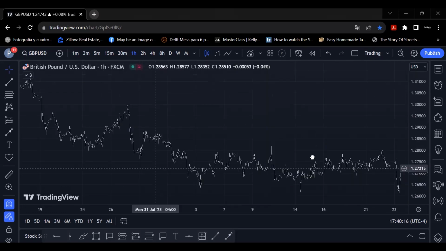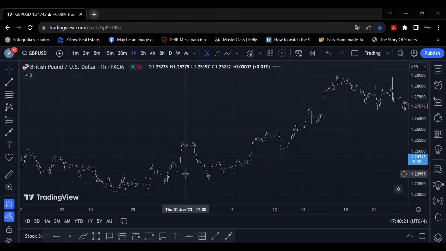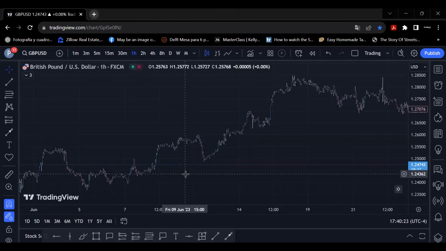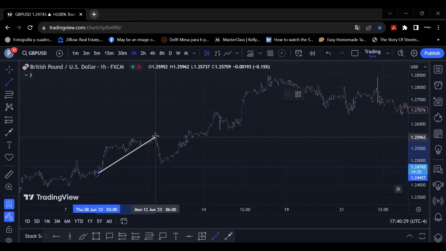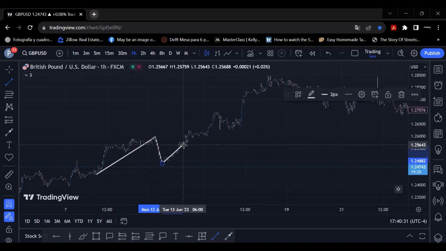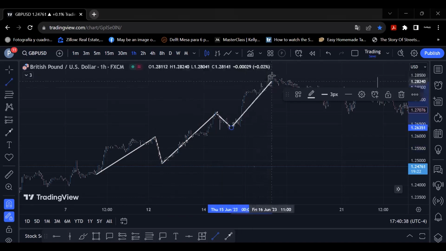So let's look for an uptrend now that we have that out of the way. We can start looking for uptrends. As you guys can see here, we have a higher high, higher low, higher high, higher low, and higher high.